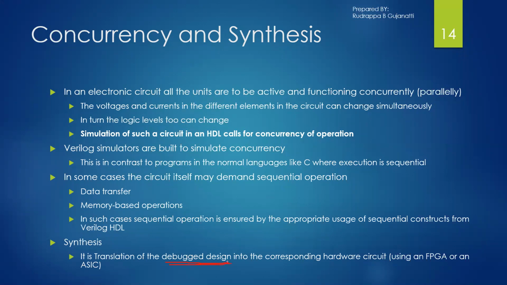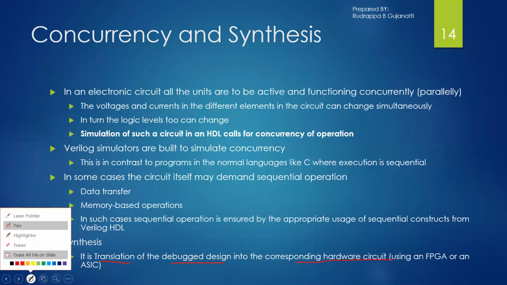Once you get the proper design description, you translate that design description into its corresponding hardware circuit, such as using an FPGA or an ASIC or even a CPLD. This translation of the design description, which has been rectified or debugged and checked for its proper functionality, into the corresponding hardware circuit, we call this process synthesis. That is, translation of the debugged design into its corresponding hardware circuit gives rise to synthesis.